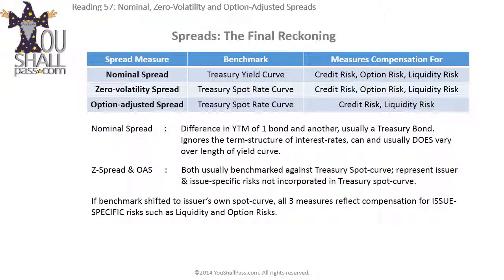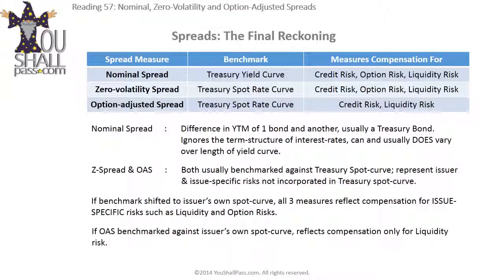The option adjusted spread, which seeks to isolate the option cost out of the Z-spread, normally represents compensation for credit and liquidity risks. However, if it is benchmarked against the issuer's own spot curve, then the credit risk bit is obviously absorbed into the spot curve, so the option adjusted spread only reflects compensation for the issue's liquidity risk.